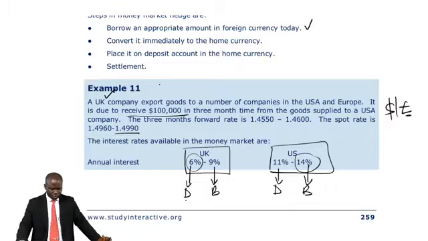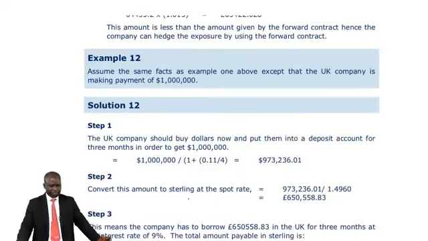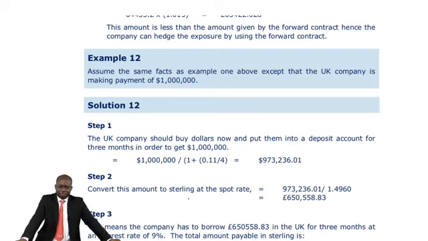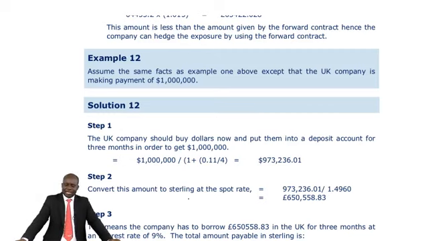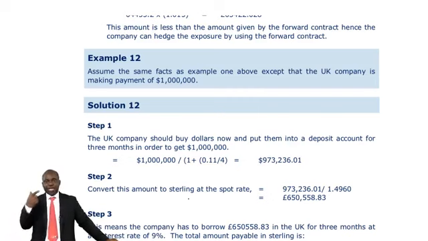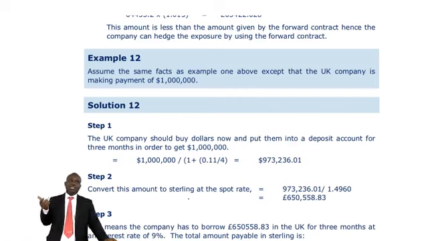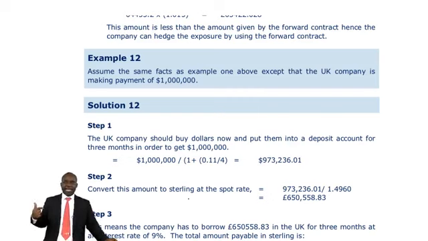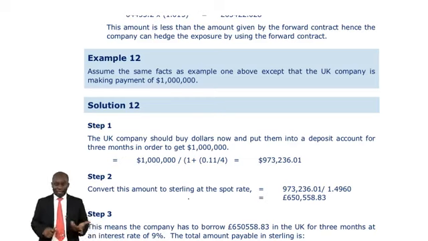Now let's go to the next level. Example 12. Assume the same facts as example 1 above, except that the UK company is making payment of 1 million. If the UK company is making payment of 1 million, what should we do? If you want to hedge using money market, once I have to make payment, there will be the need for me to create what? A receipt. And as such, I would have to go and deposit.